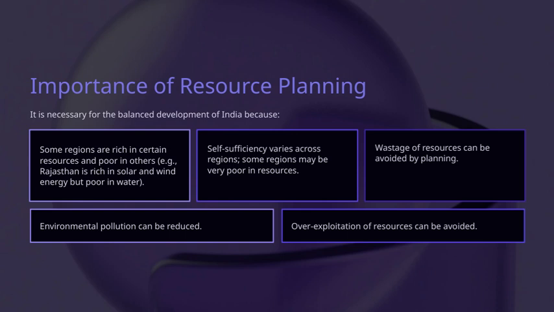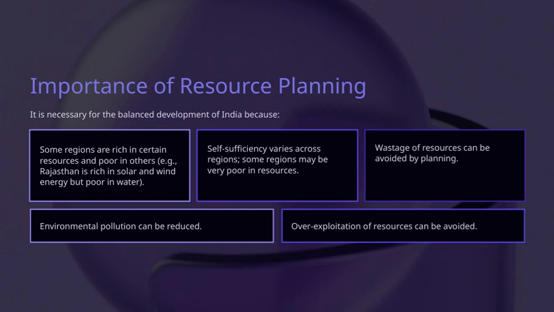Some areas might be rich in particular resources, while others may lack them entirely. For example, Rajasthan is abundant in solar and wind energy, but has very limited water resources. This uneven distribution highlights why balanced development is crucial for India's progress.